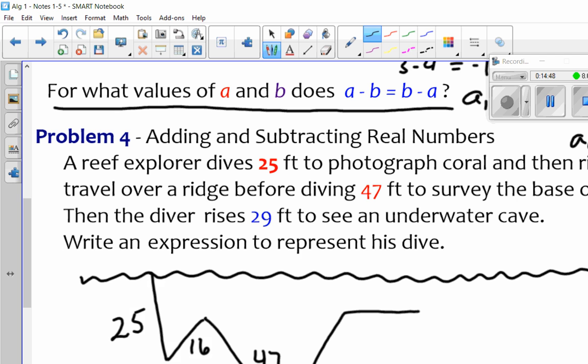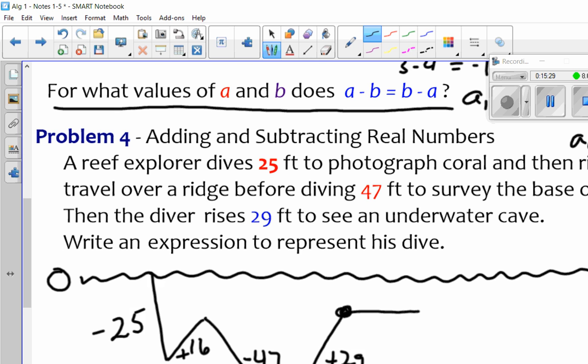So obviously from my picture, I can still tell that the diver's underwater, all right? But in the water, the diver's gone both down and up in the water. And one thing we should kind of say here is that the water level is at 0. So when they dove down, they actually went in a negative direction from 0. When they swam up, they're going to go in a positive direction, and then they went down again, so that'd be a negative, and then they went back up 29 feet to the entrance of the cave.